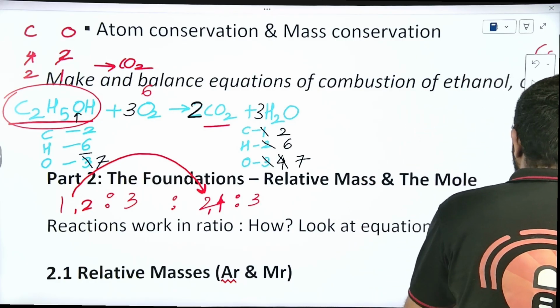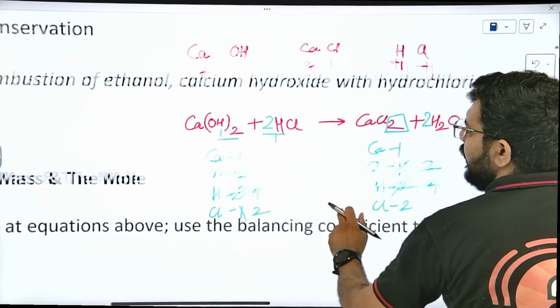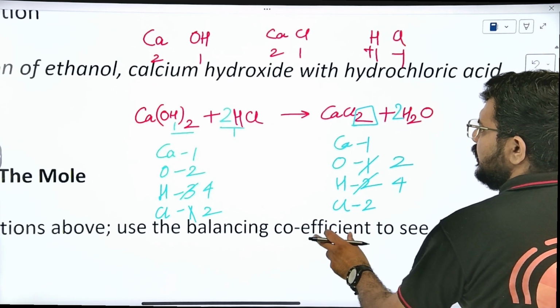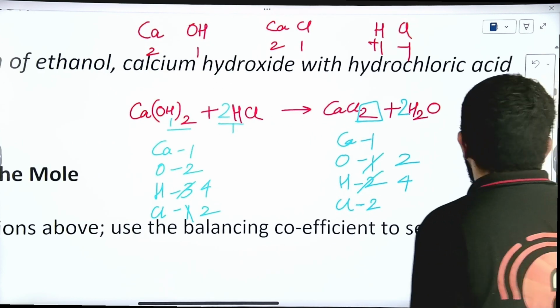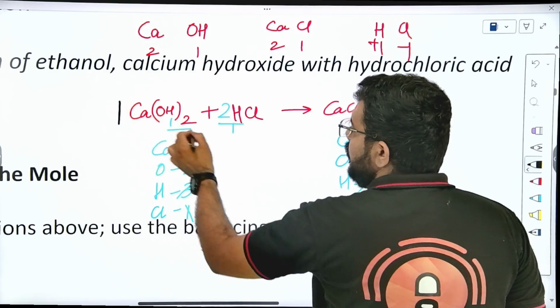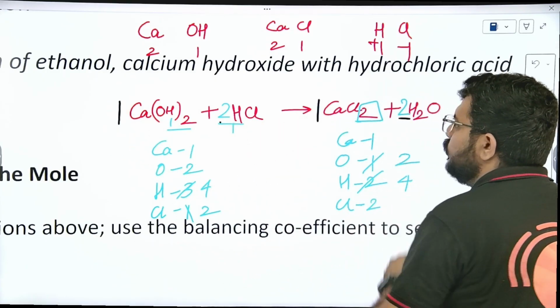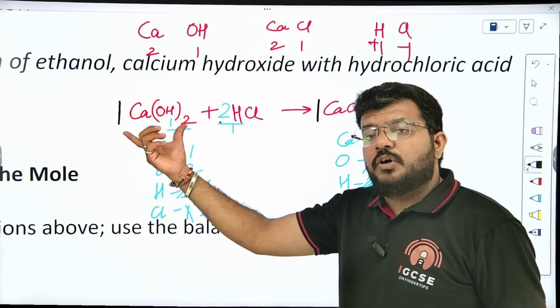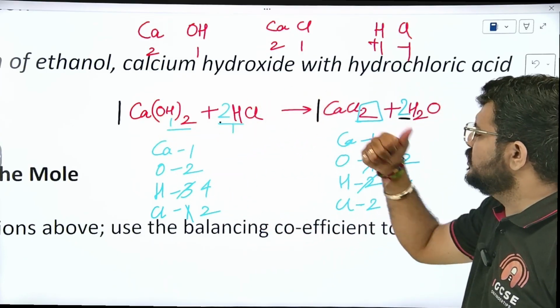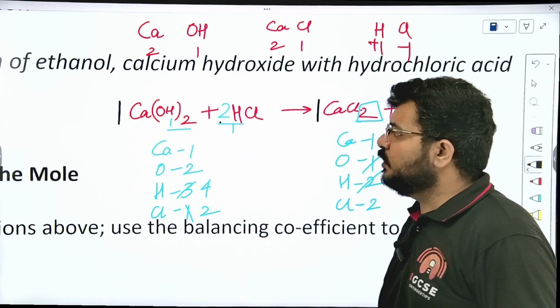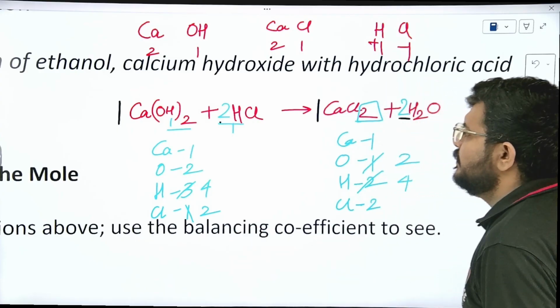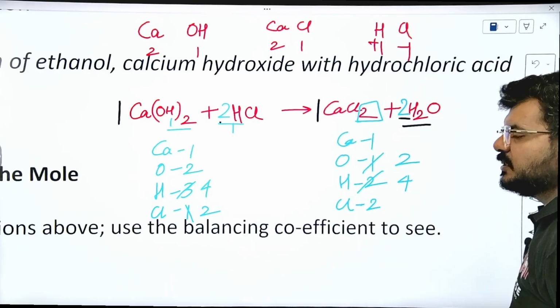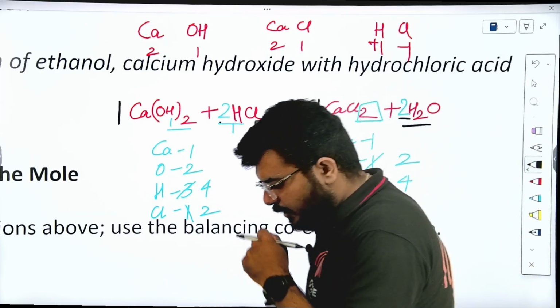For that matter, also let's have a look at our other equation. In this, I can write 1, 2, 1 and 2. So one part of calcium hydroxide always produces 1 part of calcium chloride. 1 part of calcium hydroxide always produces 2 parts of water, right?